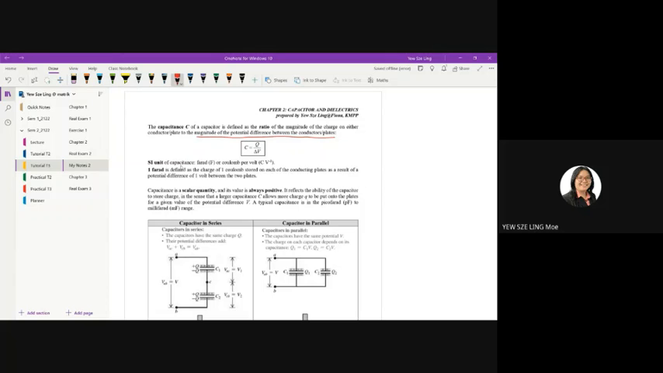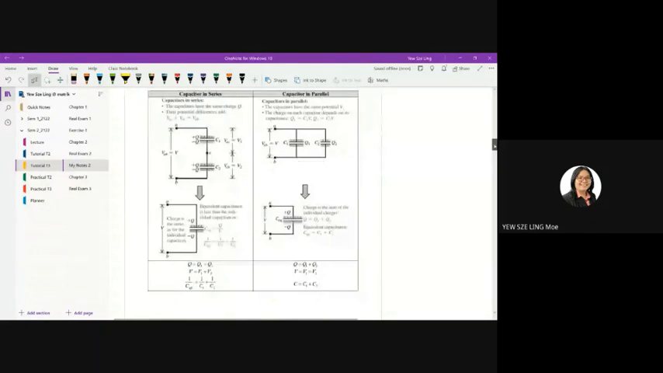The SI unit of capacitance is the farad, or coulombs per volt. 1 farad is defined as a charge of 1 coulomb stored on each conducting plate as a result of a potential difference of 1 volt between the two plates. All this we have seen before, so I'll go through it quickly. We have learned how to derive it. The important thing you have to know is that when you have capacitors in series, charge is constant. When you have capacitors in parallel, voltage is constant. The potential difference is constant.